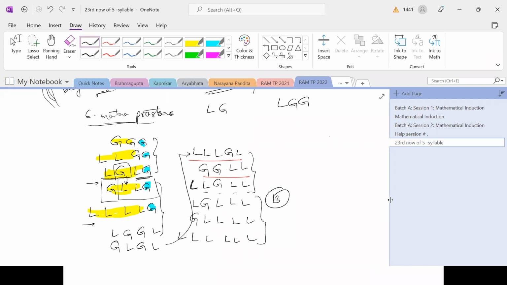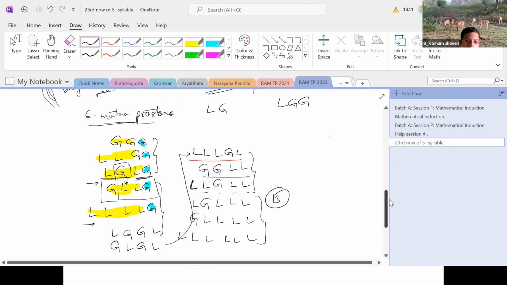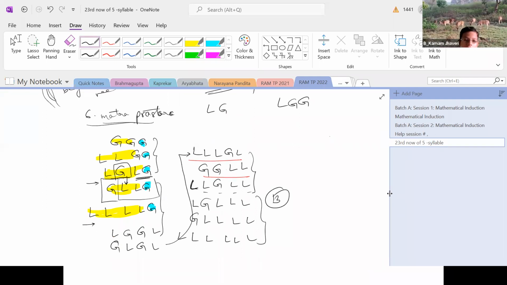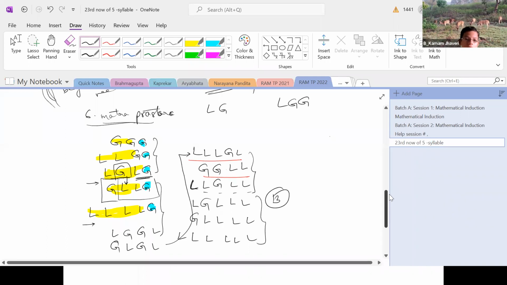Karnam. For 4 we get 5 possibilities. For 6 we get 13. So I'm just guessing that for n matra prastaras we will get the n plus 1th Fibonacci number. How do you know all these things, Karnam? Sir, I just guessed it because 5 and 13 are in the sequence. That's all. I see. Okay.